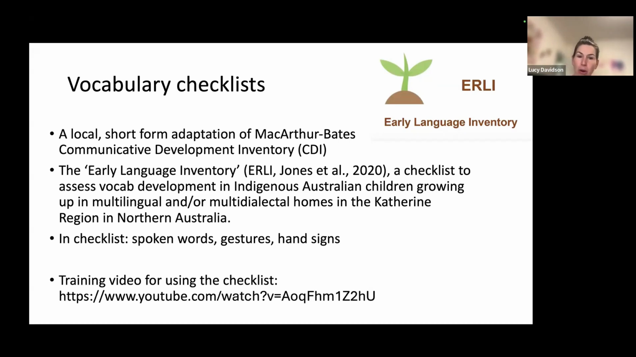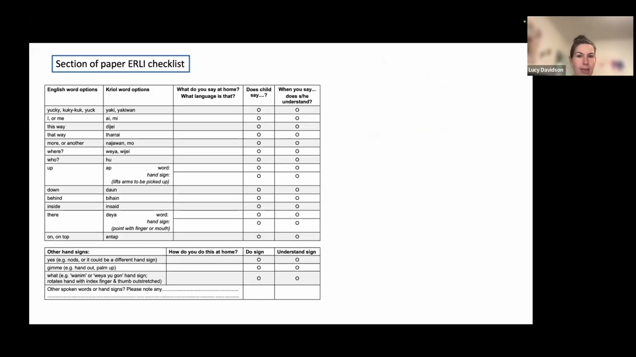In the checklist, there are spoken words, and there's also scope to include gestures and hand signs. They created a training video as well for how to use this checklist. You can see the link there. And also, I'll just point out this reference, Jones et al. 2020. They describe the process of creating this checklist in a really great detailed way. So if you're interested, that would be worth looking at. They talk about how they went about it. And here's an example of the checklist.